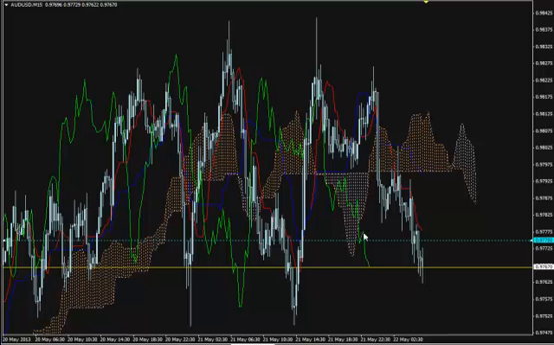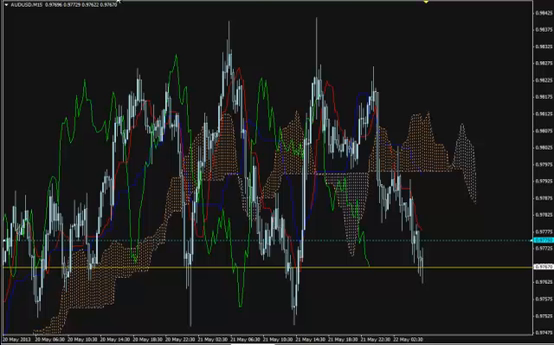Chiku span, the green line, looks straight down, and the price is sloping, is angling, is falling almost straight, and the Tenkan-sen, the red line, is sloping downwards, and Kijun-sen is following it.